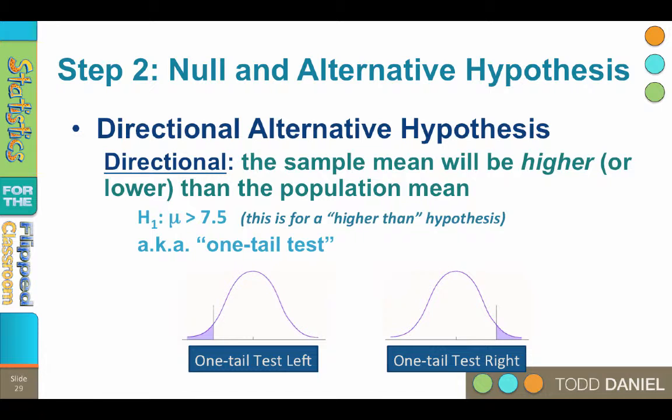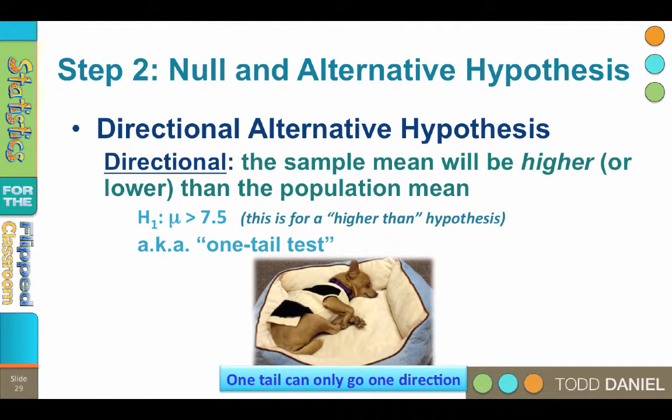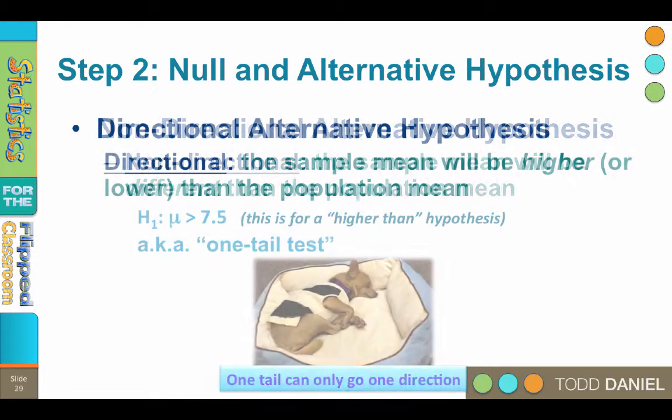So for example, H sub 1 colon mu is greater than 7.5. And this means the average weight of babies born in Siberia will be higher than the world average of 7.5 pounds. Both of these are called a one-tail test because you're interested only in one direction of change. One tail can only go in one direction at a time.